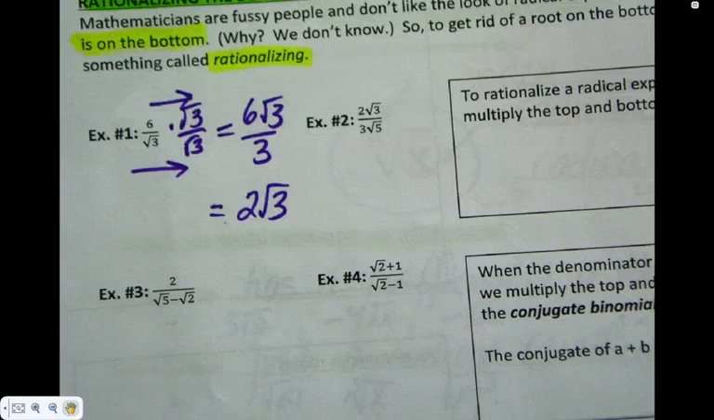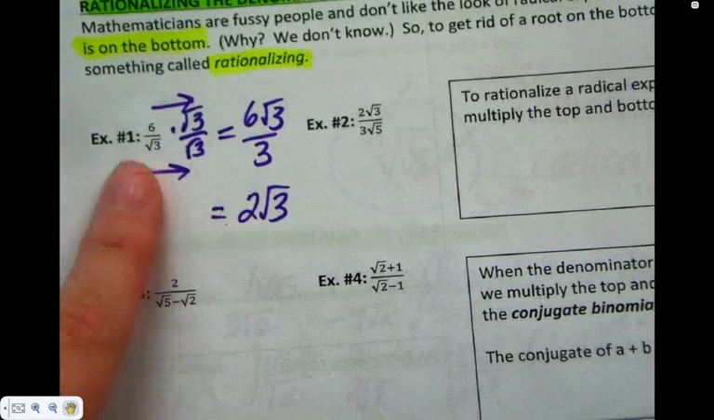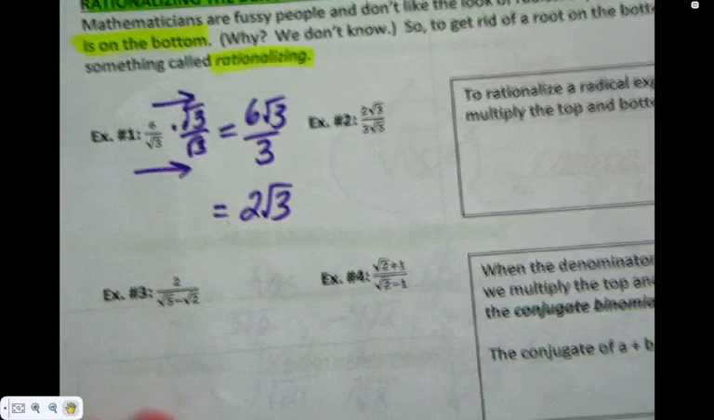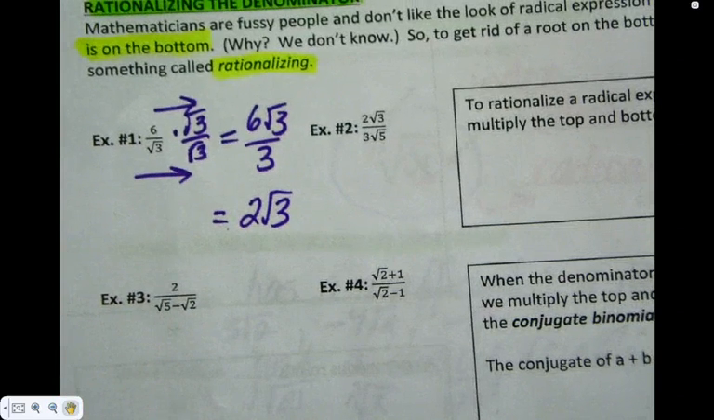Same thing. Well, that's why mathematically I haven't changed anything. I haven't changed the value of this expression. All I've changed is what it looks like. It's like repurposing. It's like taking something and making it into something else. I haven't changed the value. That's called rationalizing. It's one of the things I can't explain to you why. We don't know. We just don't like it.